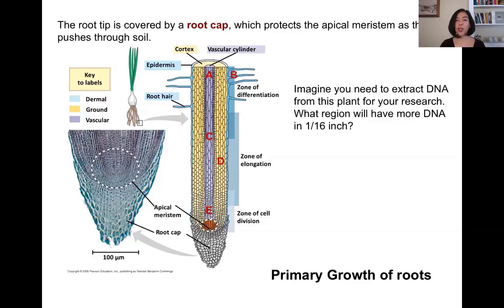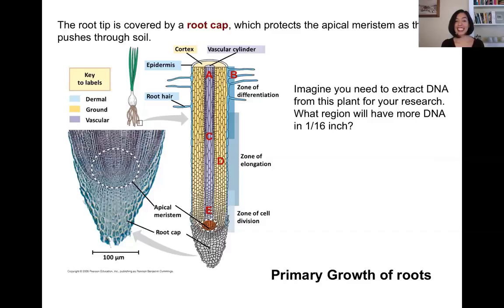What region will have more DNA in 1/16 of an inch from this root? A, like in the vascular cylinder. B, these root hairs. C, the vascular cylinder again, but more towards the base or the tip. D, the cortex. Or E, the region of the meristematic cells.